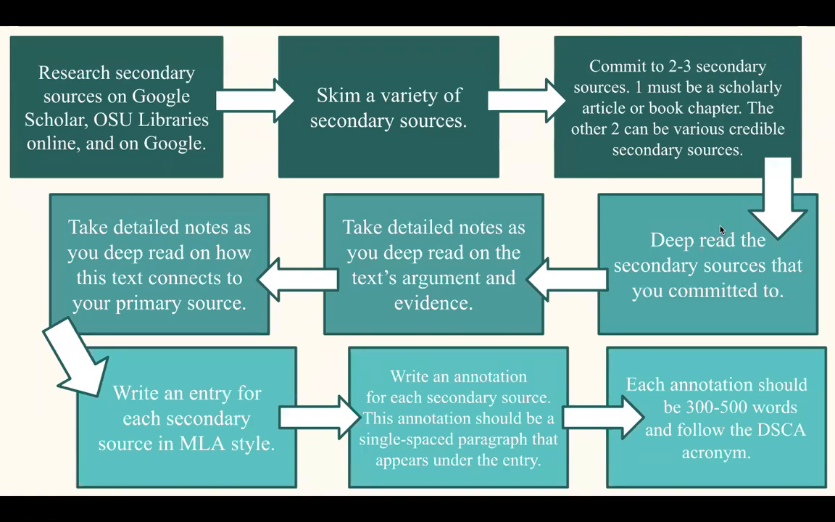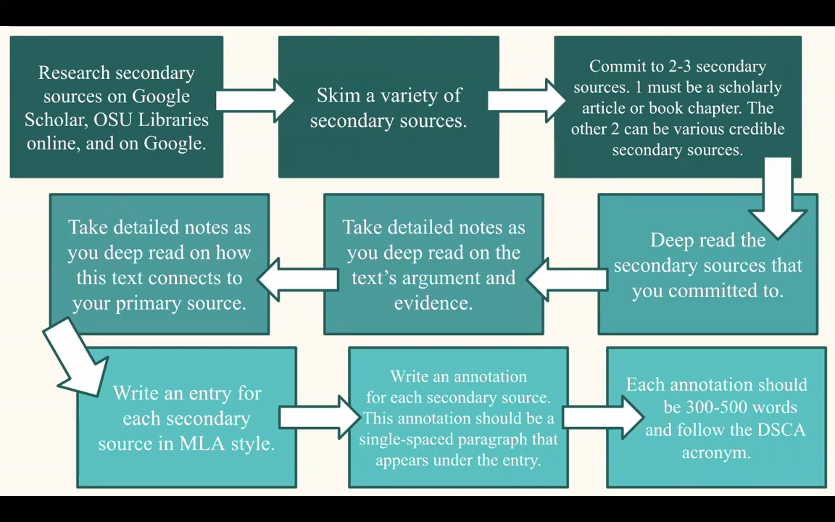So I've created a map for you here of the different stages of this process. You'll first need to start by researching secondary sources on Google Scholar, OSU Libraries Online, and on Google. Then you'll need to skim a variety of secondary sources and commit to 2 to 3 secondary sources. Again, one must be a scholarly article or book chapter. The other 2 can be various credible secondary sources.